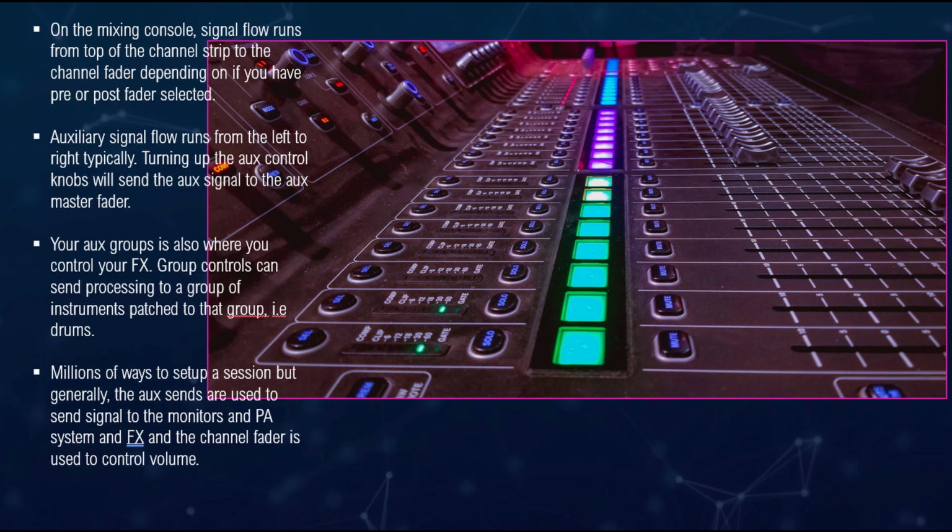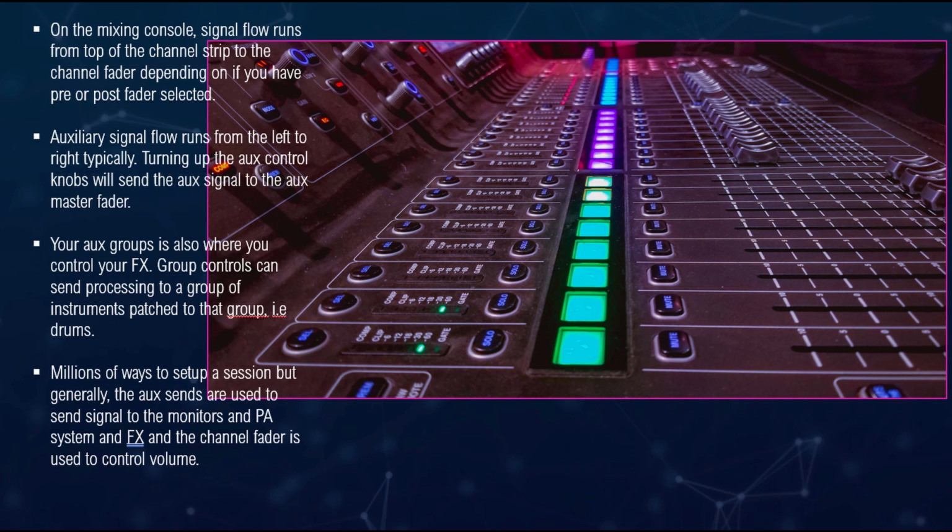So on the mixing console, I'll keep it super simple on this. This is a Midas that I use, but it's like the 1604 Mackie that we used in live sound class, looking at it from that perspective. The signal flow usually runs from the top of the channel down the EQ strip down to the channel fader, depending if you have pre or post fader selected. Auxiliary signal flow usually runs from left to right. Turning up the aux control knobs will send the aux signal to the aux master fader.